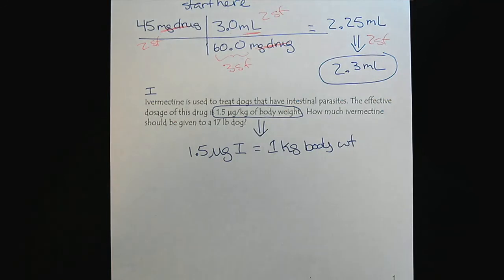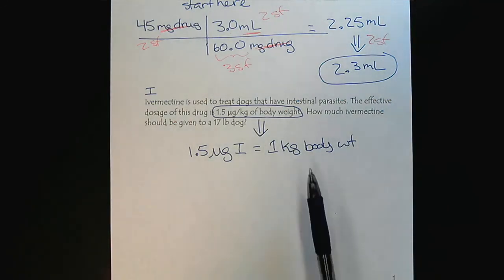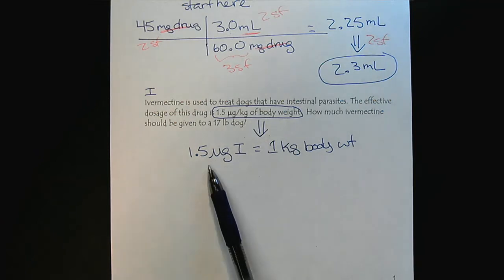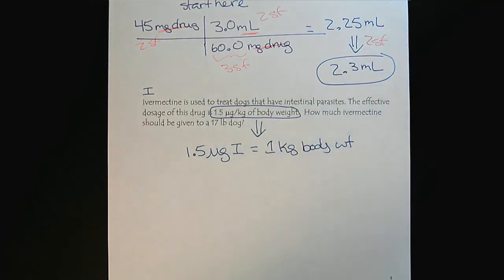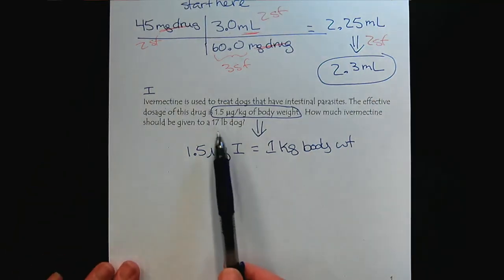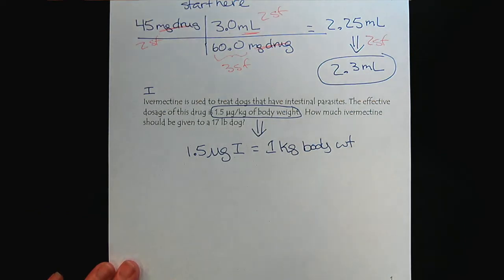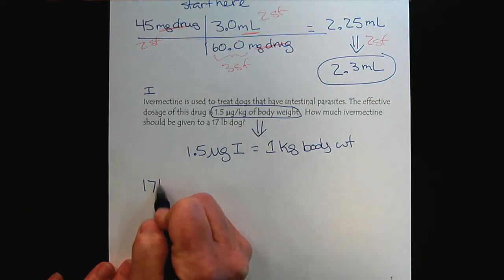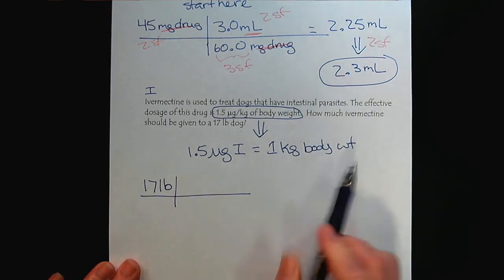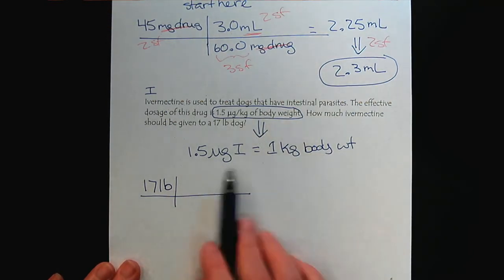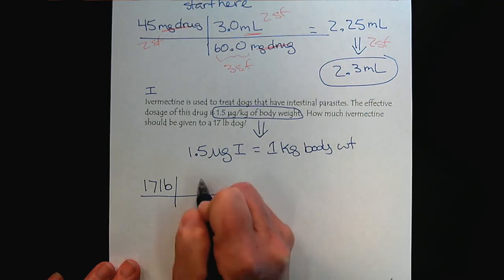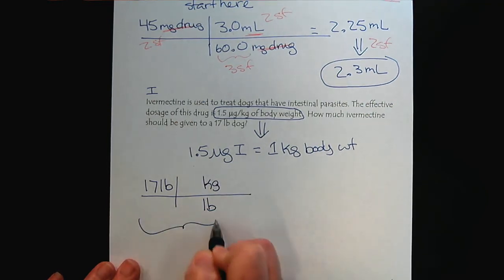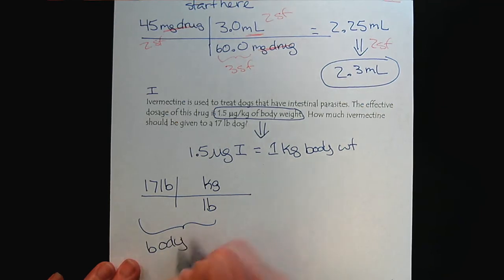So that's the key piece that's going to connect us from the body weight of the dog to the correct dosage of the drug. This one is a little more challenging than the previous one because the weight of the dog is in pounds. So we have our 17-pound dog, but the link we have to connect the body weight to the drug is in kilograms. So we're going to need to do a unit conversion. We'll need to go from pounds to kilograms, right? And this all has to do with the body weight of the dog.